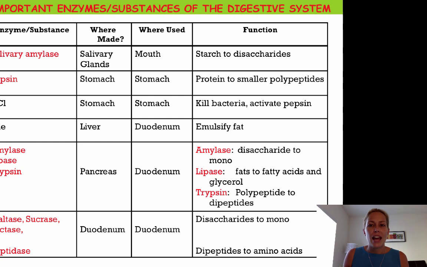This is a table of the digestive system and the important enzymes and substances in the digestive system, where they're made, where they're used, and what their function is. So definitely jot this down. This is important. This is something we'll review in class, and you'll want to remember for test or quiz day.